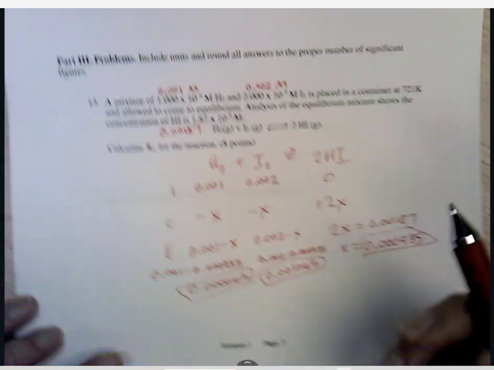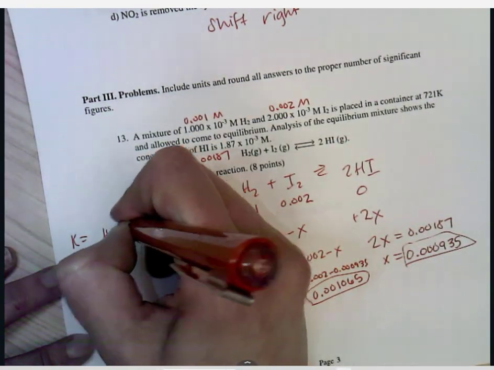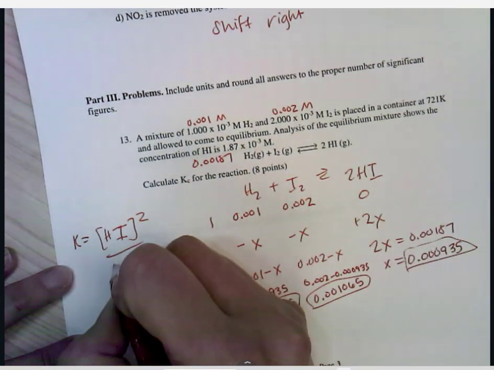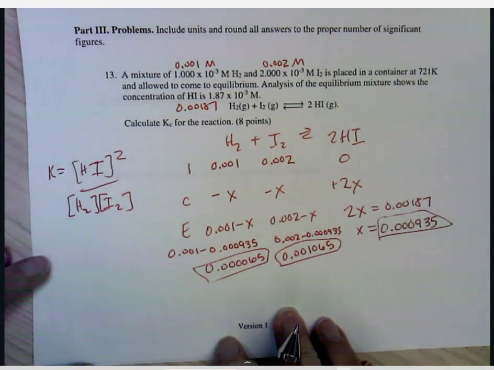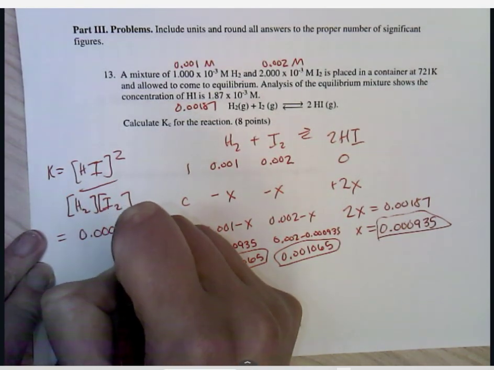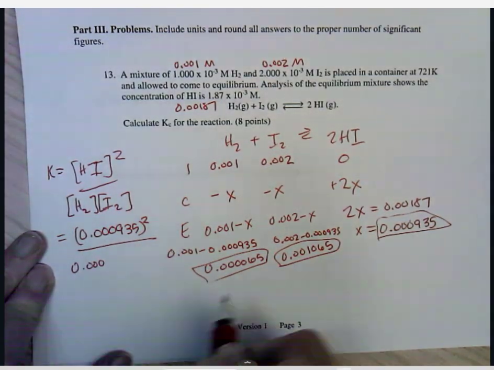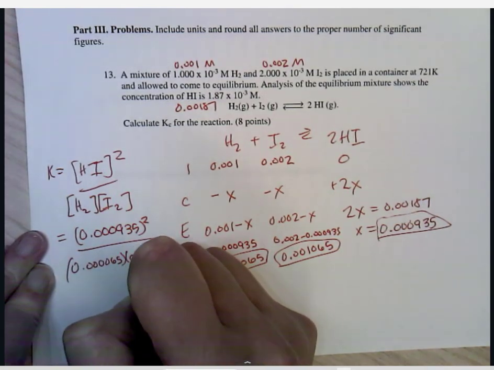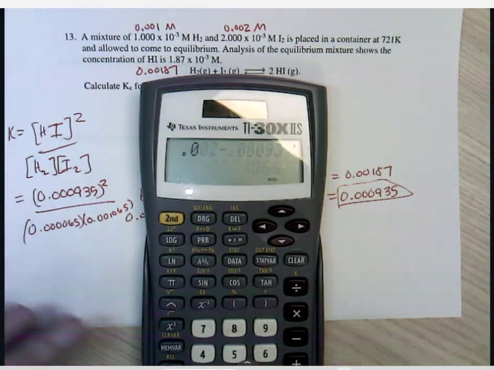So I have real numbers for all of my concentrations at equilibrium. So I'm ready to write my equation for K. Products on top, HI squared because of the 2. H2 and I2 on the bottom. And then I just plug everything in. 0.001065. I'll put it in my calculator.